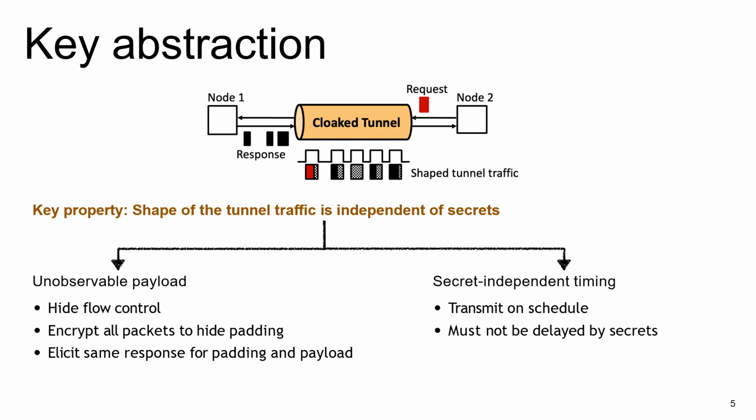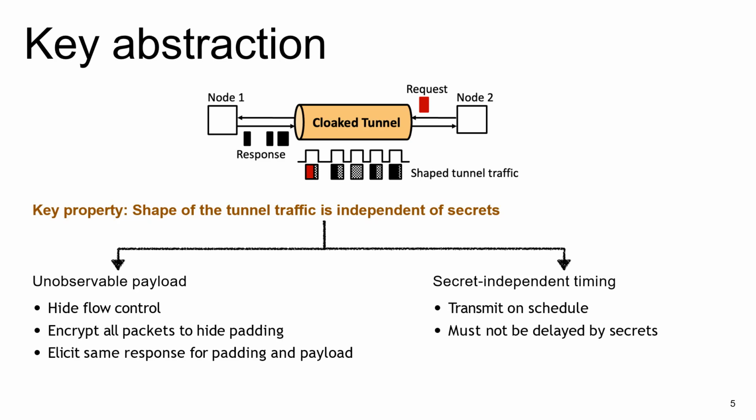To achieve this high level property, the tunnel endpoint needs to satisfy two high level requirements. First, it needs to make the payload traffic unobservable, and for this it must ensure that all packet sizes are secret independent. For example, they all have the same fixed size. An application's packet generation rate may vary based on flow control, which may itself be dependent on secrets.